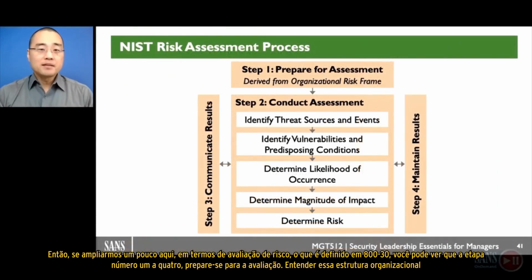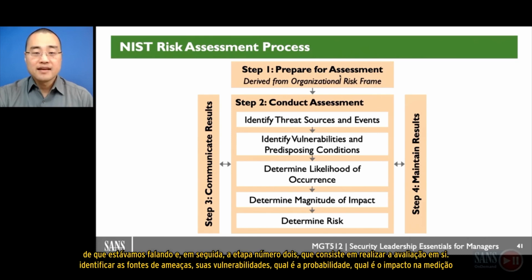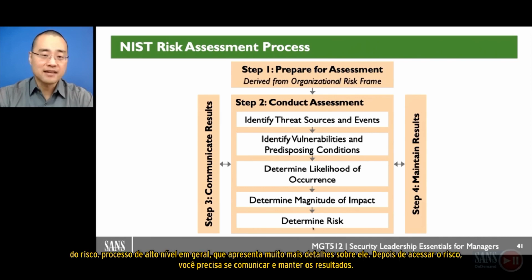So if we zoom in a little bit in terms of risk assessment, the stuff that is defined in 830, you can see that step number 1 is to prepare for the assessment, understanding that organizational framing that we were talking about. And then step number 2, which is the bulk of it, is conducting the assessment itself: identifying the threat sources, your vulnerabilities, what's the likelihood, what's the impact to measure risk. This is your high-level process overall, which the document goes into a lot more detail about. Once you've assessed the risk, you've of course got to communicate it, and then you've got to maintain the results.